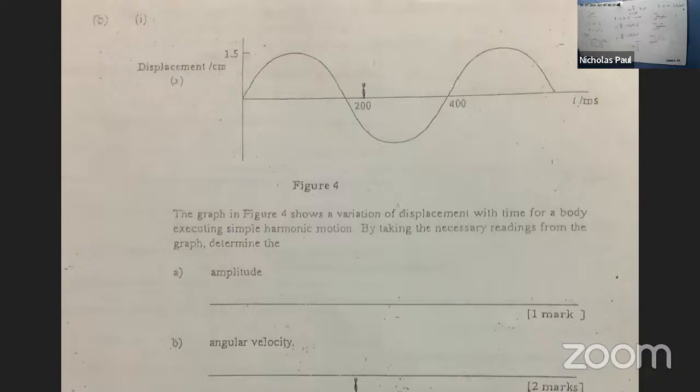A sine graph, right? So if it's following a sine graph, then it follows x is equal to x naught sine omega t. Correct? This is part B. Part A is to show it is simple harmonic motion, right? So that's one of the ways to know. Now they want you to find the amplitude.